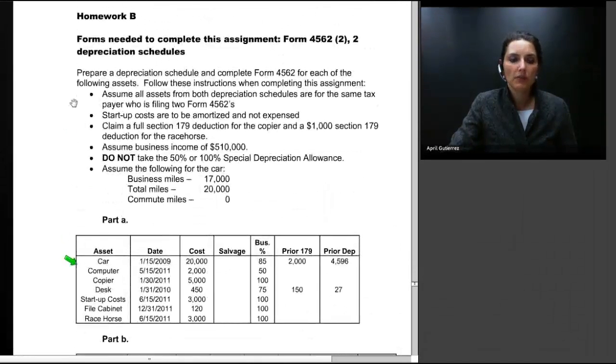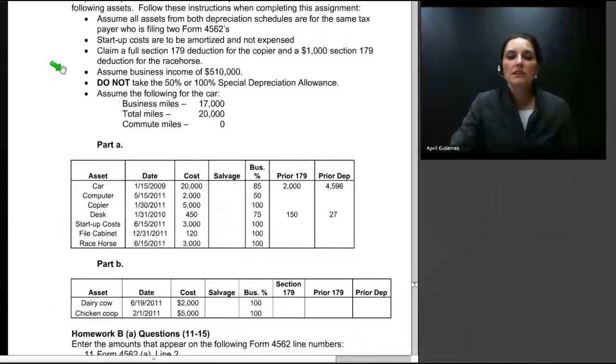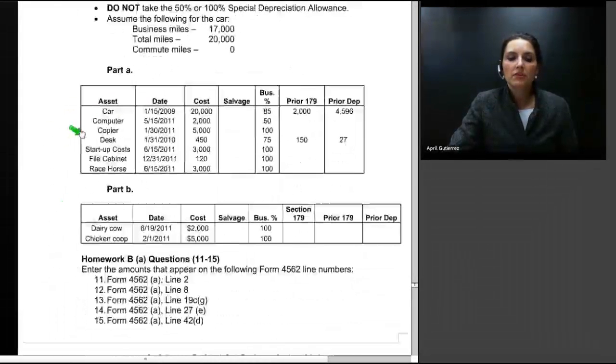Your job is to apply the following rules. Number 1, assume all assets from both depreciation schedules are for the same taxpayer who is filing 2 different Form 4562s. Startup costs are to be amortized and will not be expensed. Claim a full Section 179 deduction for the copier and a $1,000 Section 179 deduction for the racehorse. Assume business income of $510,000. Do not take 50% or 100% special depreciation allowance. Assume the following facts on the car: the business miles are 17,000 and the total miles are 20,000, and that there are no commute miles. So your job is to complete the depreciation schedules and Form 4562s for Part A and Part B.